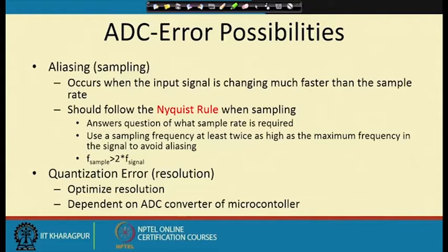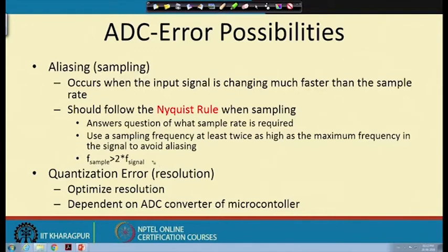If we do not do that, there will be aliasing, and later on the reconstruction may be problematic. You may not get the original signal back in its true form. The third point here tells us the formula: the sampling frequency should be twice the signal frequency, or you can say the maximum frequency in the signal. So, this is the aliasing error.